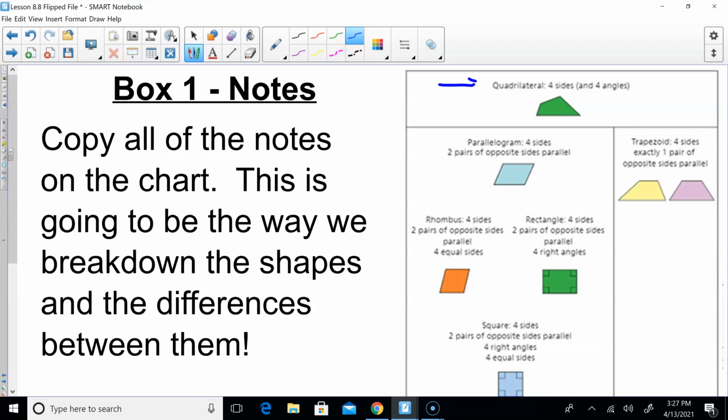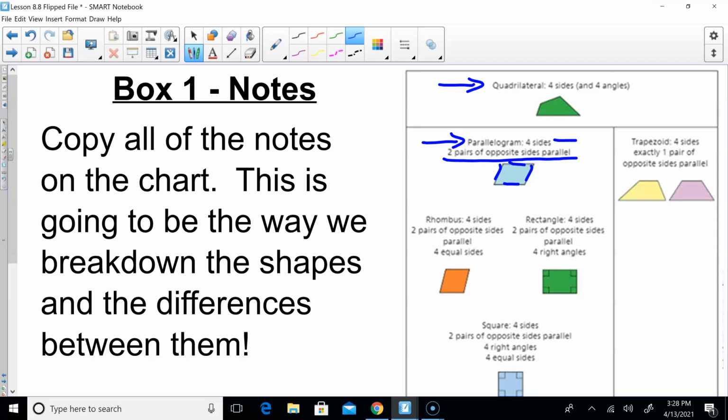So you've got a quadrilateral, which is four sides and four angles. So an overall big definition. And then inside of those are other things that could also be a quadrilateral, but have a more specific definition. Next we go to a parallelogram. What does a parallelogram have? It's got four sides, just like a quadrilateral, but it also has two pairs of opposite sides parallel. That means the sides that are opposite, so this line and this line are parallel, and this line and this line are parallel. That's where the parallelogram comes into play.